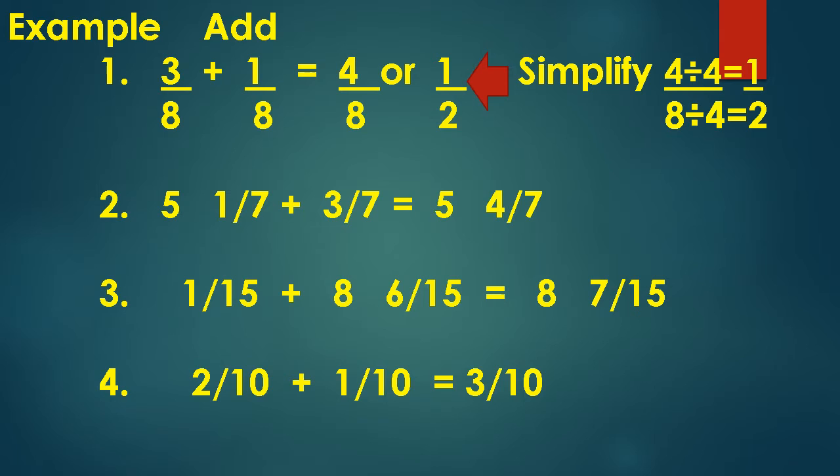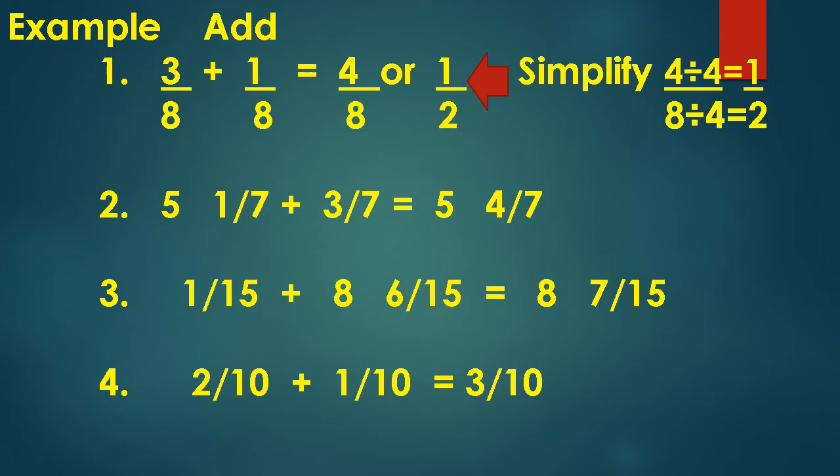Then, we are going to simplify. 4/8 can be divided by 4. 4 divided by 4 is equal to 1, and 8 divided by 4 is equal to 2. So, the final answer is 1/2.